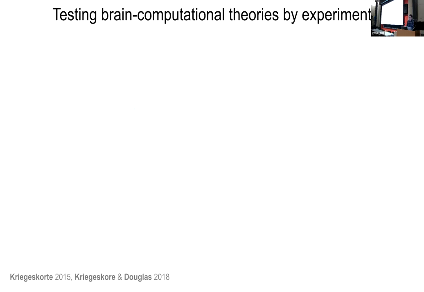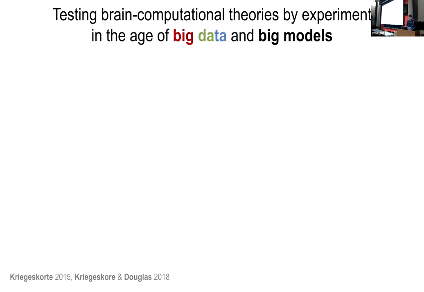So the idea is that the models implement theories, but of course, for every theory, there are multiple models. That's one complication here, and we have to deal with that problem. But then even if we're just talking about comparing models, it's difficult in the age of big data and big models. So how do we imagine this?